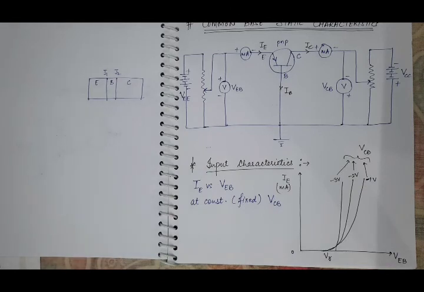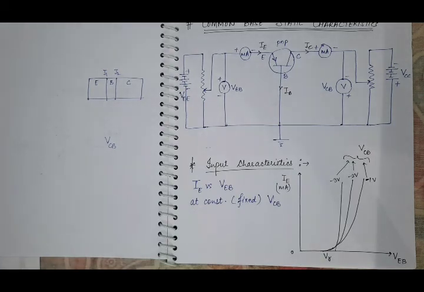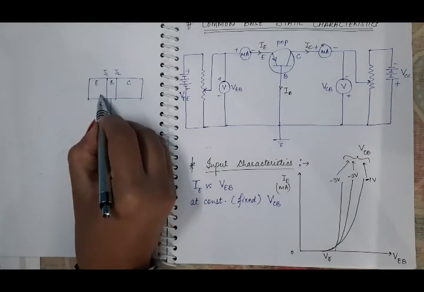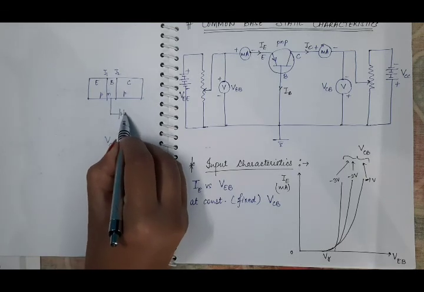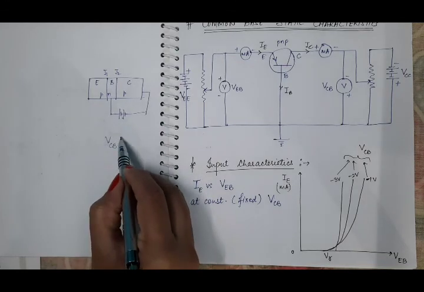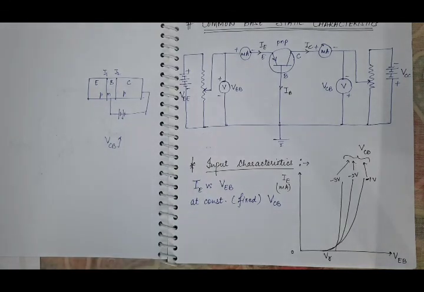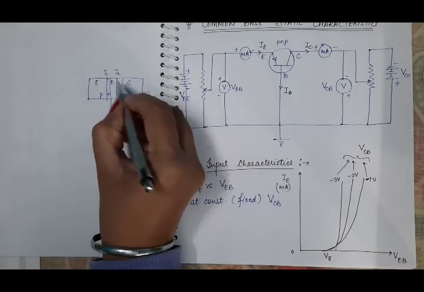So what is basically early effect? When you increase the value of VCB, that is the reverse bias voltage across the collector base junction, we know that when we increase the reverse bias voltage, the width of depletion layer always increases. So here, suppose this is a PNP transistor and this junction is reverse biased. When you increase the value of this VCB, what will happen? This is reverse bias, so the width of depletion layer will increase.